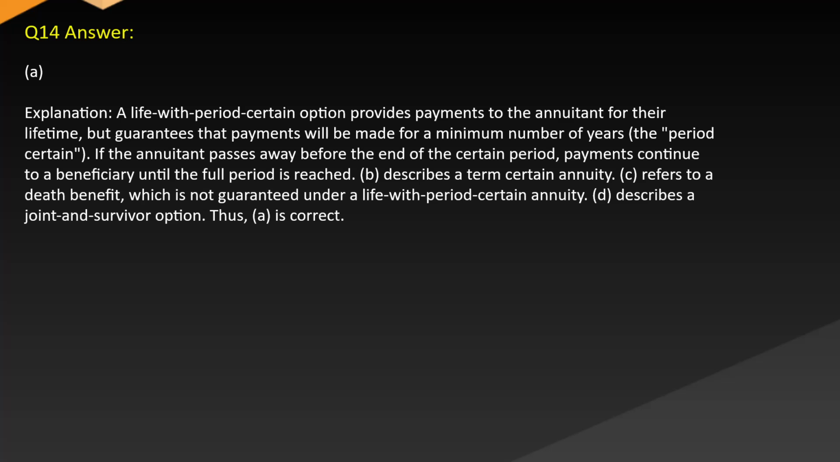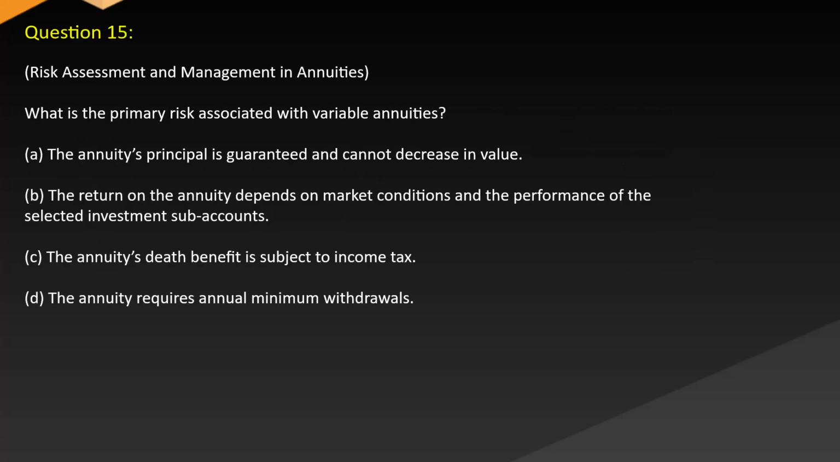B describes the term certain annuity. C refers to a death benefit, which is not guaranteed under a life with period certain annuity. D describes a joint tenure of either option. Thus, A is correct. Question 15.